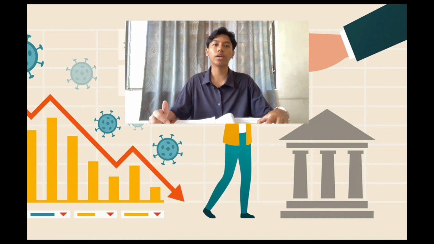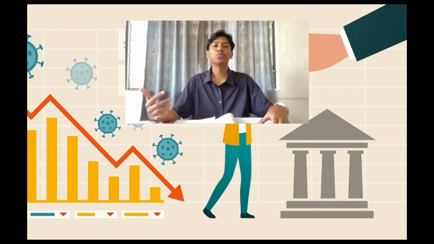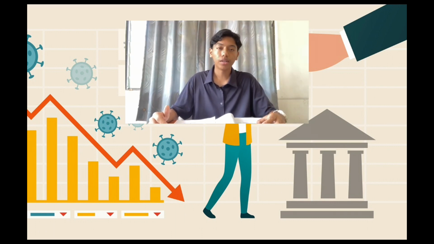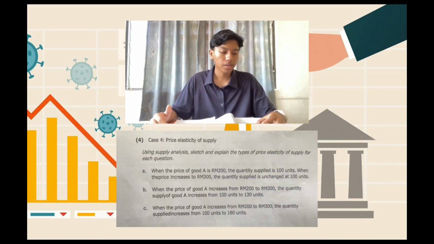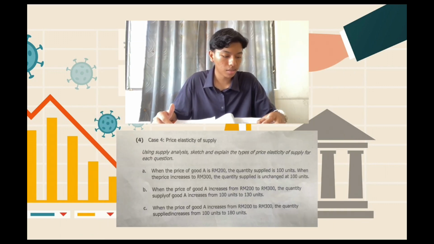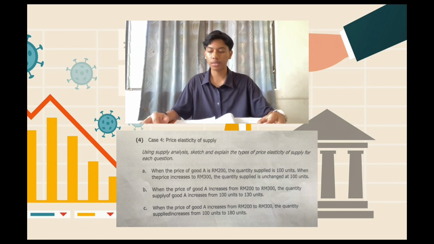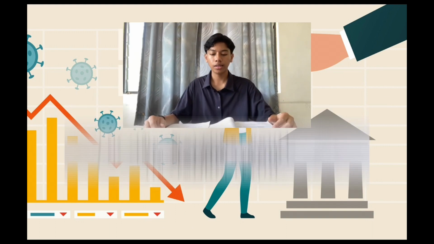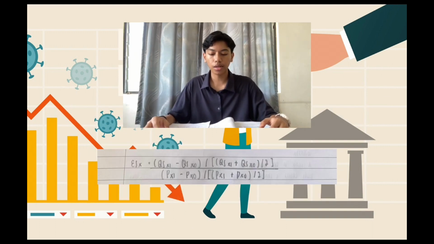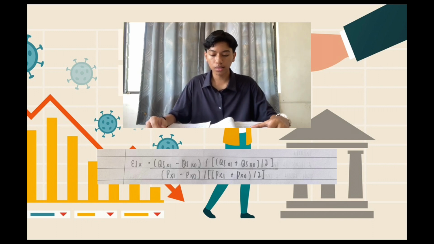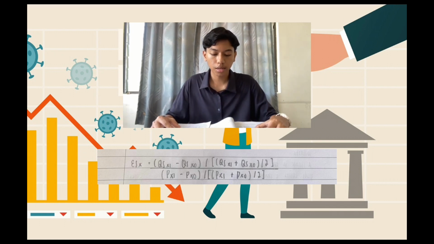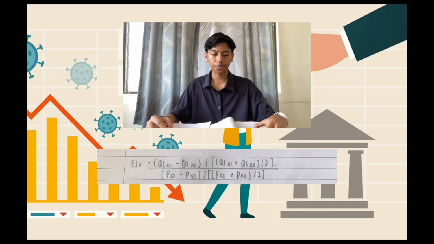Now let's look at the question. As we can see, it says using supply analysis, sketch and explain the types of price elasticity of supply for each question. The formula to calculate price elasticity of supply: change in quantity supplied divided by the sum of quantity supplied divided by 2, and then we divide by change in price divided by the sum of price divided by 2.